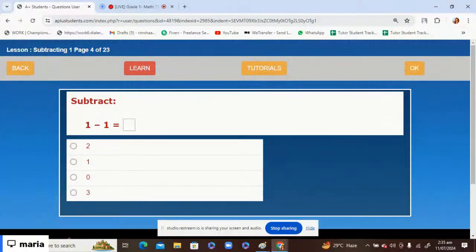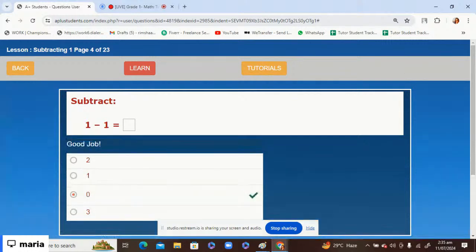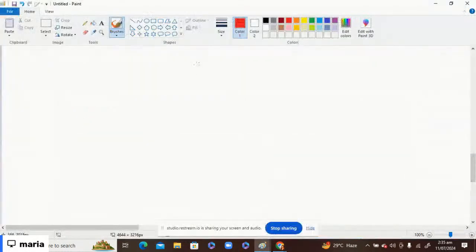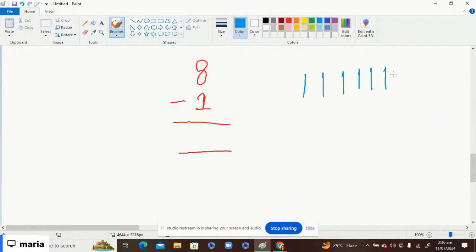It's again 1 minus 1. We already solved it. That is 0. Okay, so 8 minus 1. Let's do this one. Everyone solve this question, then tell me the answer in the chat. Do it faster. First of all, how many lines are we going to draw? We're going to draw 8 lines. Let me draw it here. It's 1, 2, 3, 4, 5, 6, 7, 8.